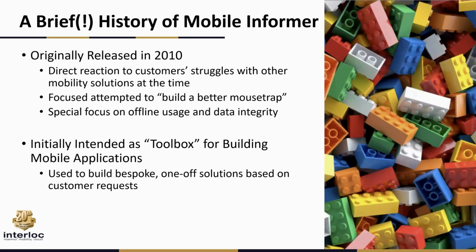So now the brief history of Mobile Informer. It was originally released in 2010, which is an awful long time ago, especially when you're talking about mobile solutions. If you consider the iPhone just came out in 2007, so this was a pretty new thing at the time. Obviously, mobility had been around before that with Treos and Palm Pilots and things like that. So there was some concept of working outside the office with some sort of technological aid, but really the birth of the smartphone and the iPhone in particular really drove that to a whole new level.